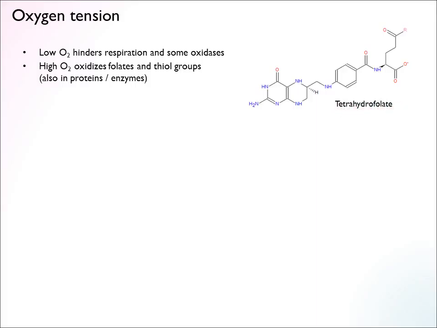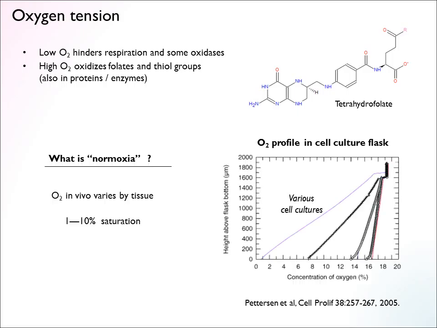Tetrahydrofolate is one example. This is an important carrier of methyl groups, and it has these reduced hydrogen groups that get attacked by oxygen. And this one can start oxidizing and not function well if you have too high O2. Thiol groups are well known, so cysteine groups, SH groups, they oxidize easily and you get disulfides, and this can also inactivate proteins and enzymes.